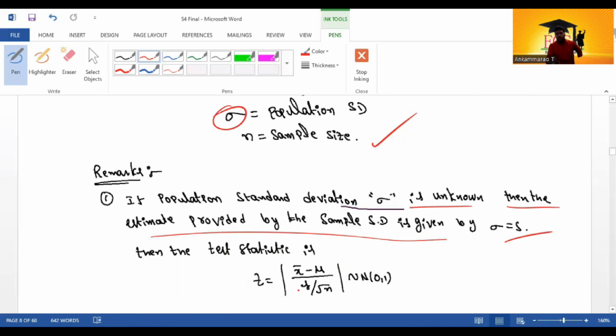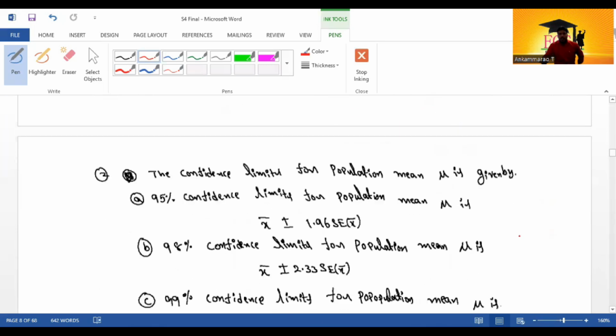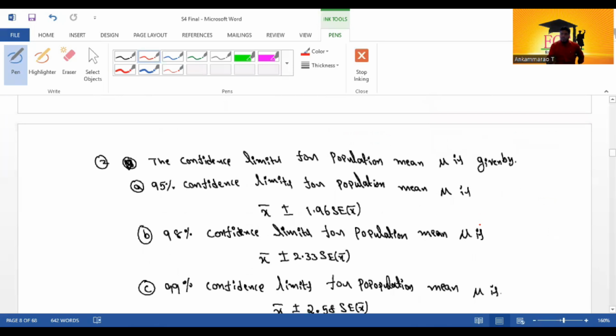Then the test statistic z equal to x bar minus mu divided by s by root n follows N of 0,1. The second one is the confidence limits. The 95% confidence limits for population mean mu is given by x bar plus or minus 1.96 into standard error of x bar.